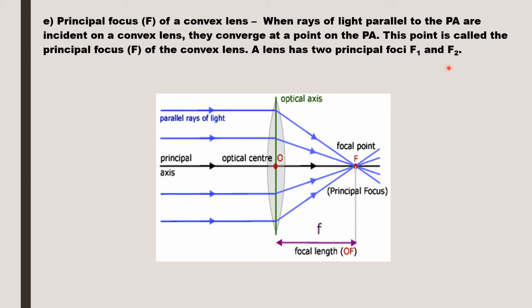Principal focus is denoted by capital F. A lens has two principal foci, F1 and F2. One will be behind the lens and one will be in front of the lens.